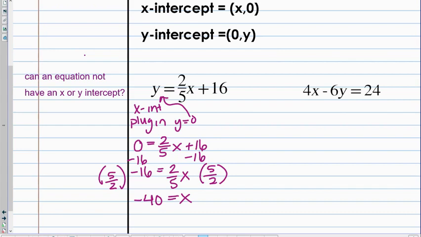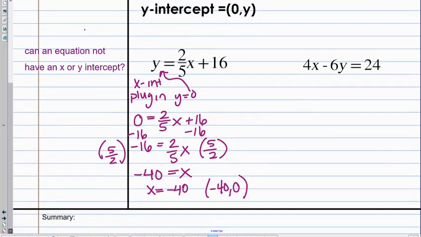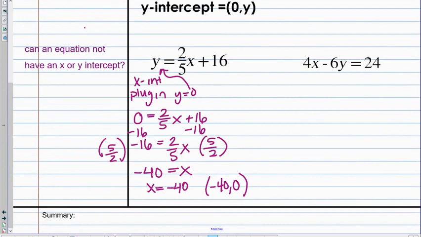And again, like I said, Miss Vogt is good at making arithmetic errors, so please always point it out to me. If you'd like to write it like this, that's okay. But your x-intercept then is negative 40, 0. And of course, you could graph this to determine if Mrs. Vogt was right or not. I'm going to move down a little and find my y-intercept. So again, I'm into my summary page. Whoops, a little too far.